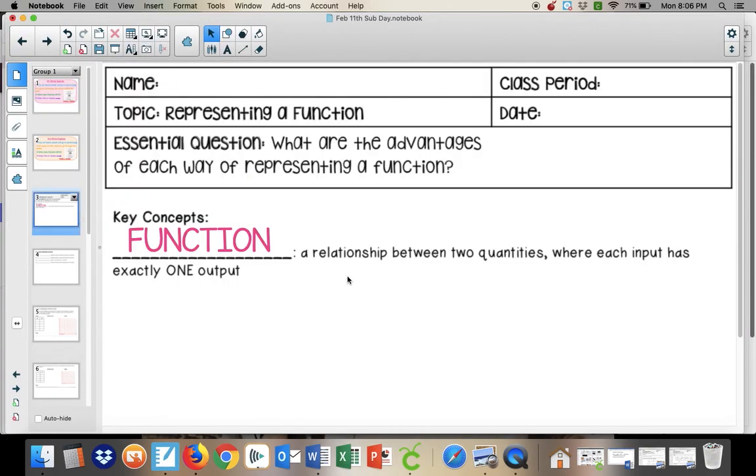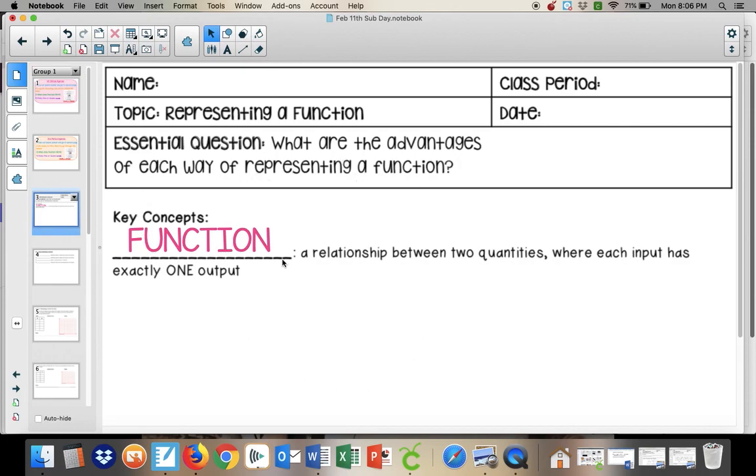Now, we're going to go through this. As we go through this, you can pause at any point that you need to. You can rewind it if you need to. You can ask questions to a neighbor to get clarification. If they don't know or you still have a question, jot something down on your notes as well, and we'll go through it. All right, so our essential question: What are the advantages of each way of representing a function?